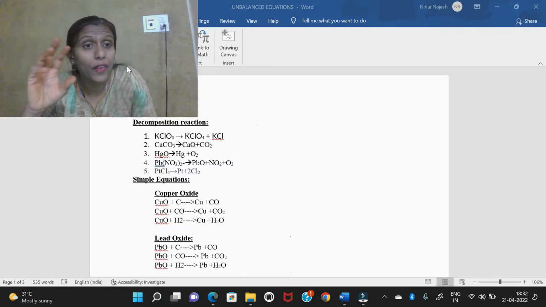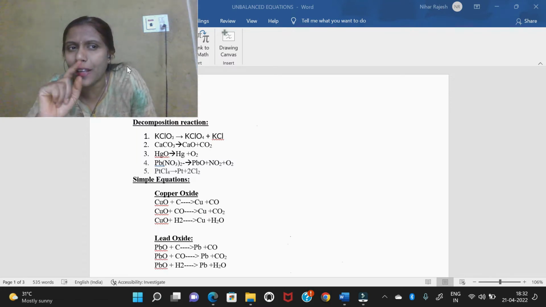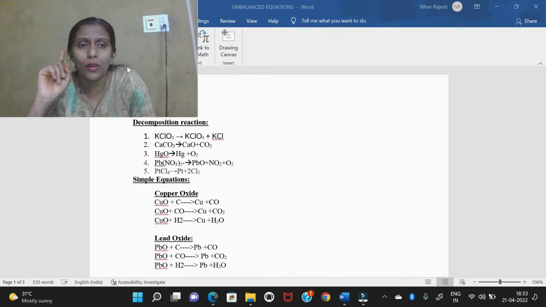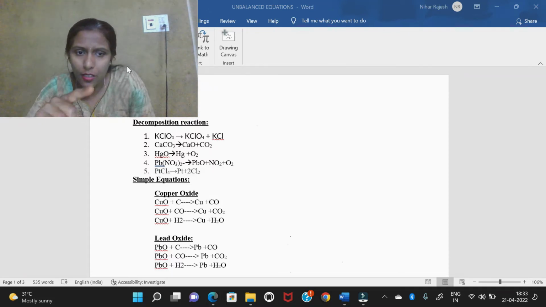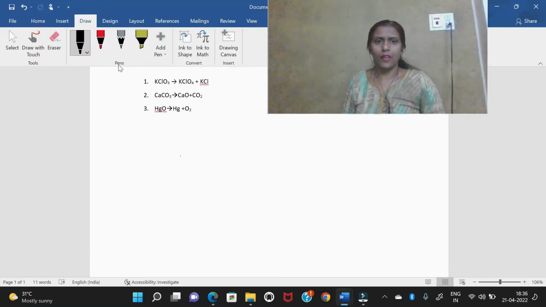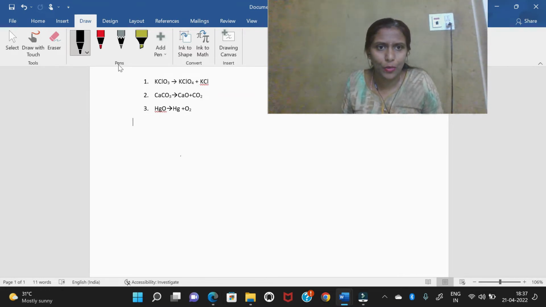Right. So before even balancing chemical equations, one thing to notice: I'm mainly focusing on decomposition equations, not on combination equations. Got me? So let us go for it. Here we have a new list where we are going for the decomposition reaction. As I said earlier, decomposition is very easy to understand compared to combinations, right?